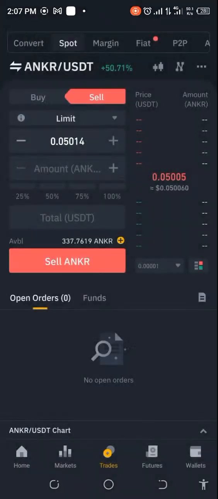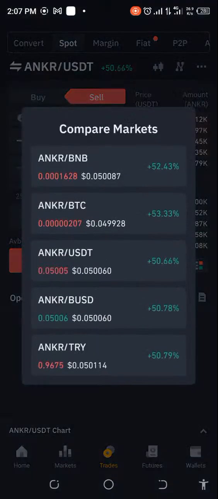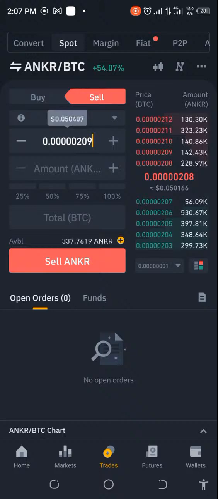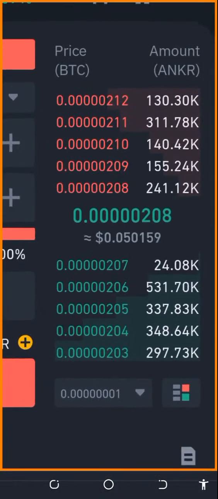Let's go back and put it. Let me do the compare markets. Okay, it's going to go back up. Let's put it at 12. Let's do 12, let's put everything there. What would it be at this point? Okay, it's 501. It's going up.